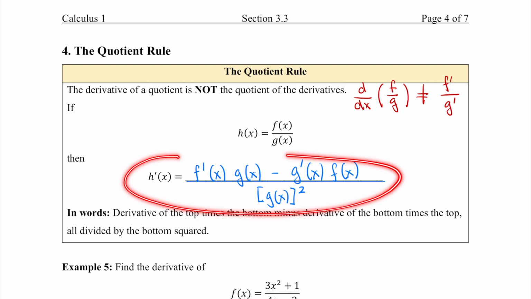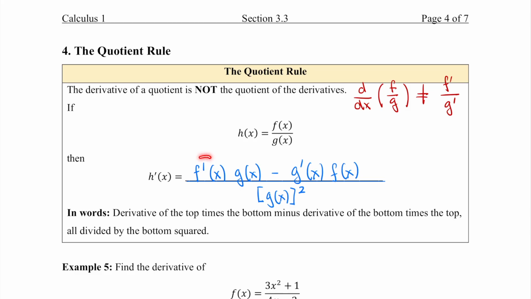This formula may look complicated at first, but it becomes much easier when we remember it in words. In words, the quotient rule says, take the derivative of the top times the bottom, minus the derivative of the bottom times the top, and divide everything by the bottom squared. The most important thing is to always keep the order correct because the subtraction matters.